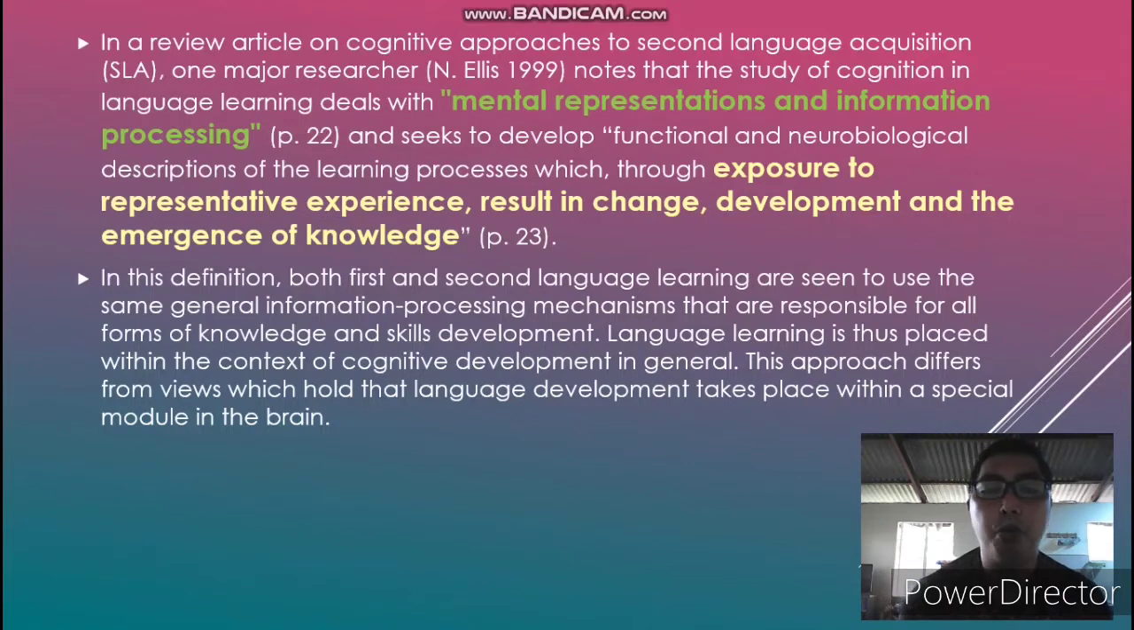In this definition, both first and second language learning are seen to use the same general information processing mechanisms that are responsible for all forms of knowledge and skills development. Language learning is thus placed within the context of cognitive development in general. This approach differs from views which hold that language development takes place within a special module in the brain. So that's what we have to remember, that it's not that there is a special module in the brain which processes language development, which helps in language development.